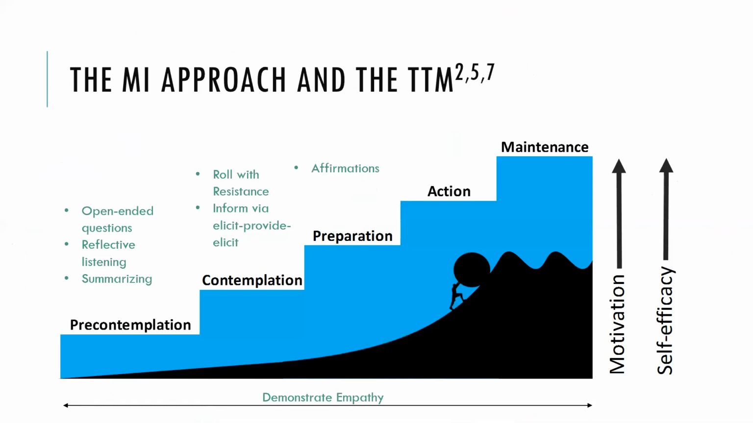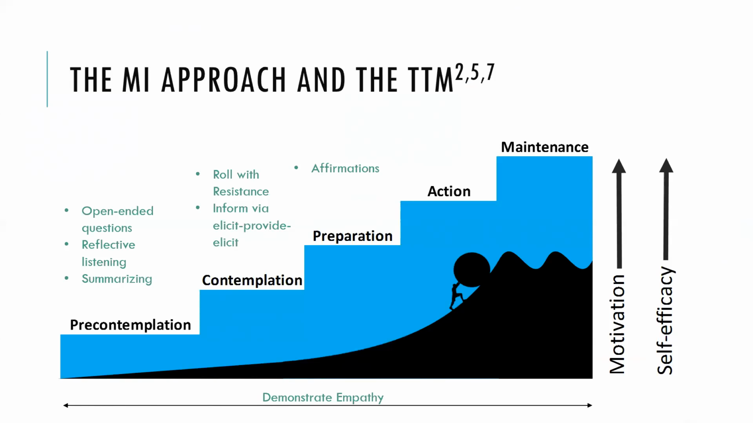It's important to note that motivational conflicts can occur at any stage in the change process. Even once the patient reaches the maintenance phase, which you can see, there might be peaks and valleys in their level of motivation and self-efficacy. And at times they may actually dip back into earlier stages of the TTM. Really, all the strategies and concepts of MI can and should be used dynamically throughout the change process. However, there are some concepts that fit particularly well with particular stages of the TTM.